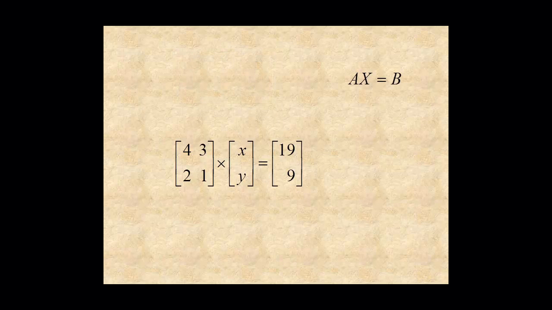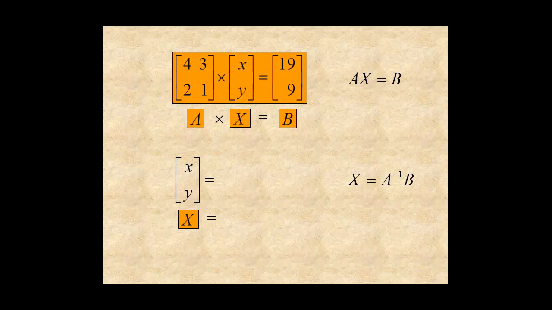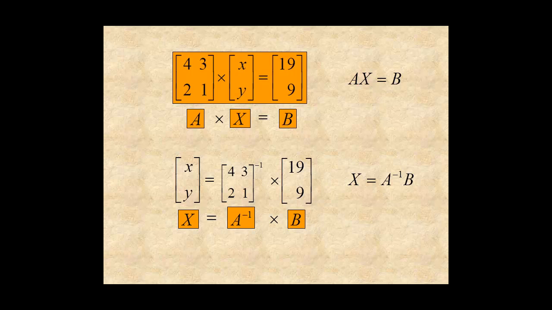This matrix equation has the form AX equals B, a coefficient times a variable equals a constant. In the previous lesson, you learned that the solution to this matrix equation is the inverse of the coefficient matrix times the constant matrix. So the next step is to find the inverse of the coefficient matrix.